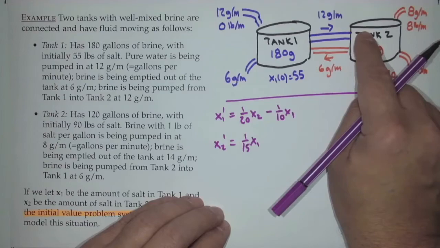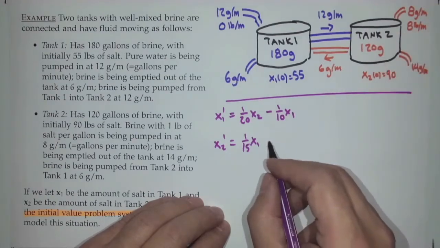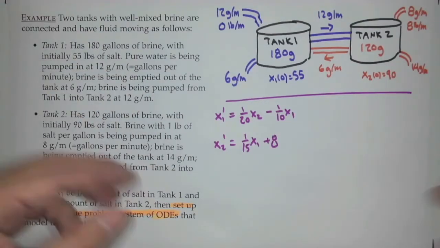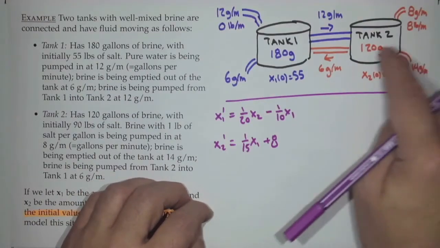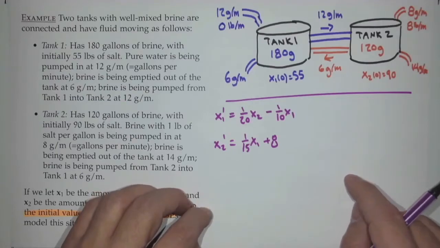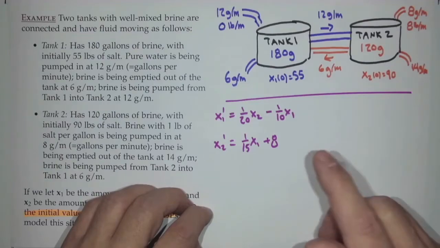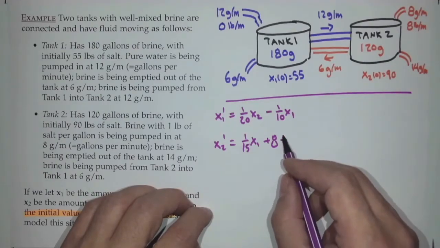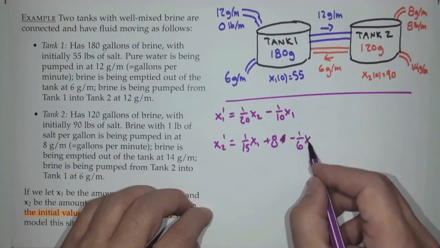What else do we have? Plus 8. And it's just straight up, just the number 8. Yeah, that's fine. No problem. Okay, so that takes care of the in. How much leaves? There's a total of 20 gallons leaving. So in terms of the salt, what does that translate into? 1/6. But it's not plus because it's leaving, it's minus. So minus 1/6 X2.